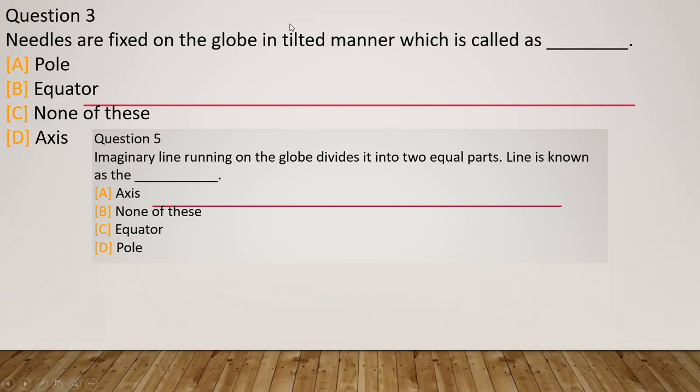Participants have raised hands. Students, we are running out of time. We have only 3 minutes left. We'll do it fast. Kindly be prompt.